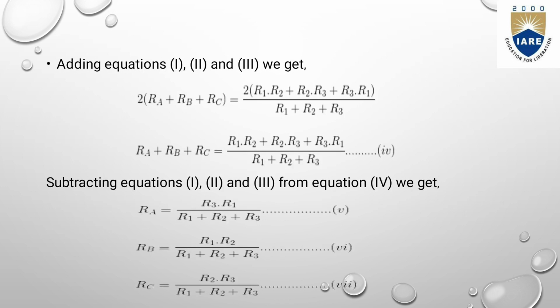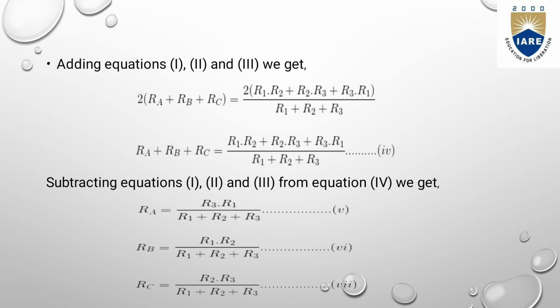Now adding equations 1, 2 and 3 from the previous slide, we get 2 times RA plus RB plus RC is equal to 2 times R1 R2 plus R2 R3 plus R3 R1 by R1 plus R2 plus R3. Then here 2 gets cancelled on both sides. Then we'll get the equation as RA plus RB plus RC is equal to R1 R2 plus R2 R3 plus R3 R1 by R1 plus R2 plus R3. So this will be our fourth equation.